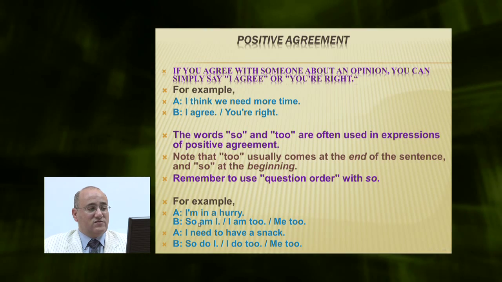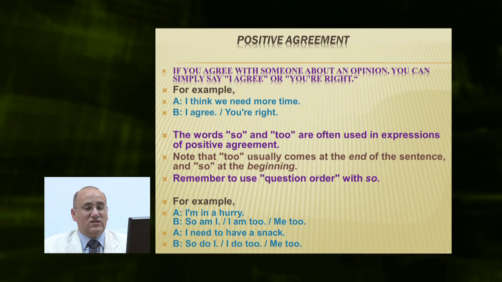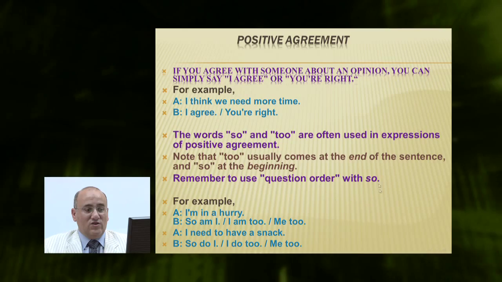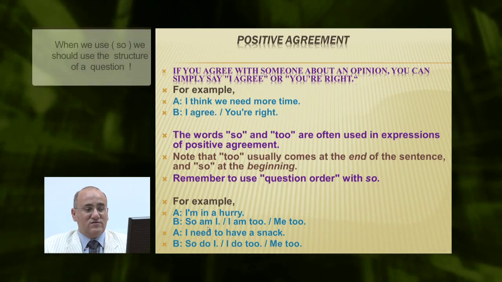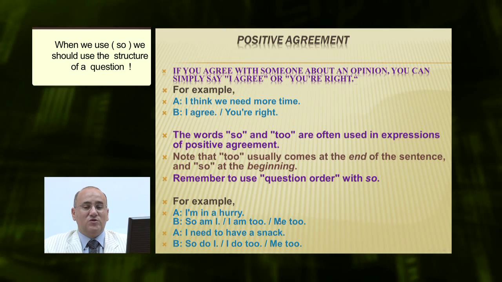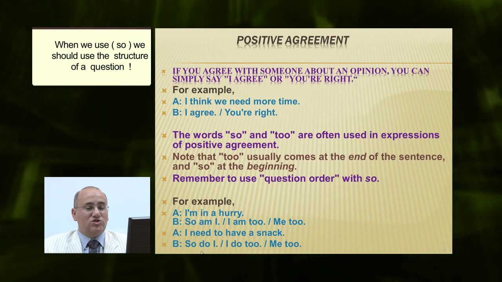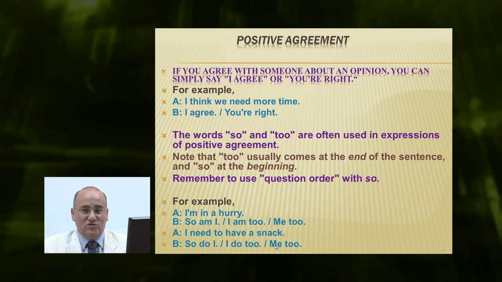I'm in a hurry. So am I. Did you notice that here we use the question order? Yes. When we use so, we should use the question order, but not with too. I am too. Me too. I need to have a snack. So do I. I do too. Me too.